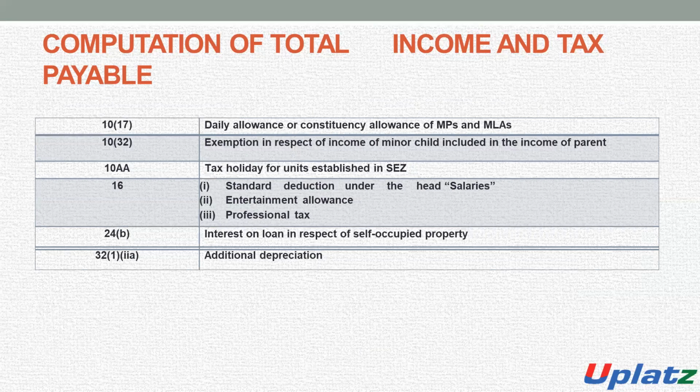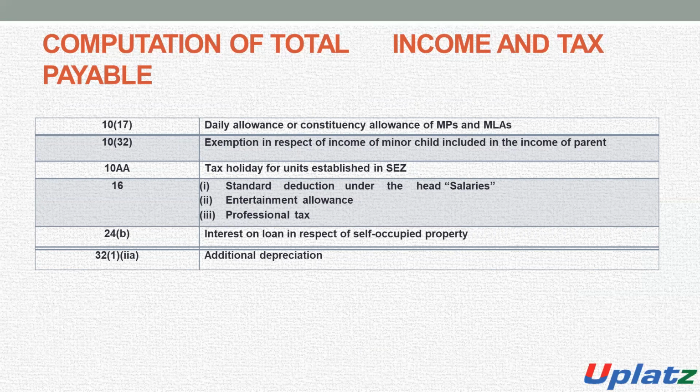Section 10 subsection 7, daily allowance or contingency allowance to MLA, MP. Means in the case of MLA, MP there are some allowances. If they are using the concessional rate of tax, then these daily allowances are not available to these MLA, MP.